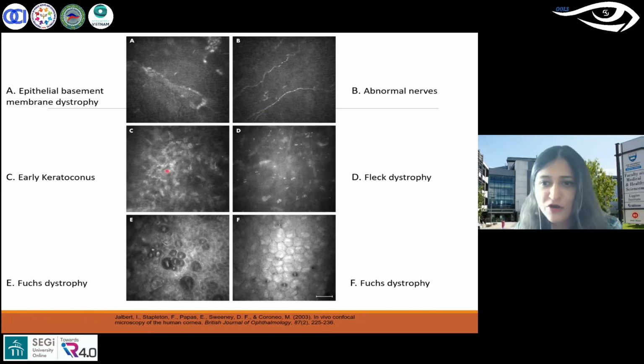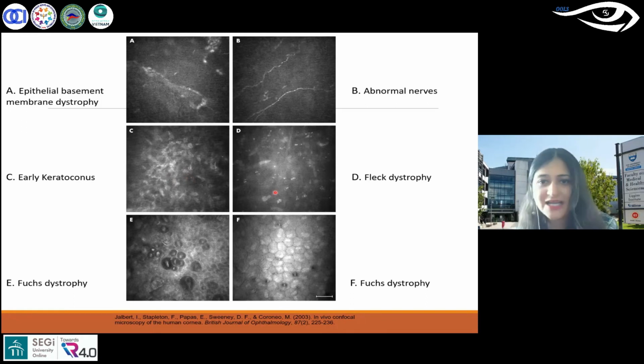In C, you've got early keratoconus, where there is activation of the anterior-most layer of stroma. As you can see, there is high reflectivity, keratocyte nuclei and hazy extracellular matrix. Again, that will become more clear when you do laser scanning microscopy, which I'll show examples of as well.